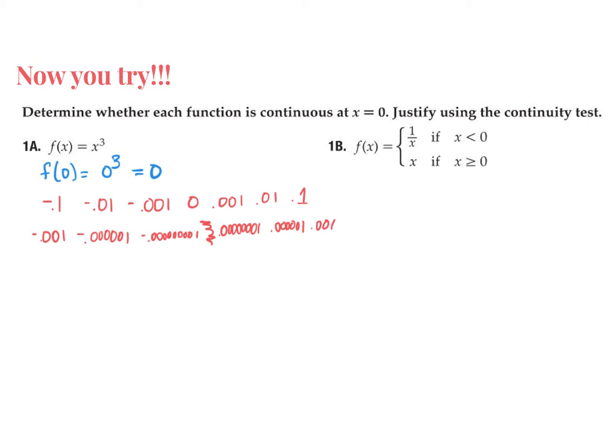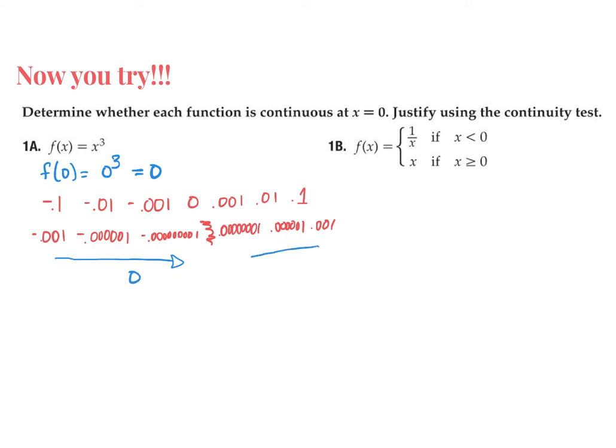So my f of 0 is going to actually equal 0. And then for my table, I am actually getting very itty-bitty numbers. So as I am going towards the left and as I'm going towards the right, I'm getting closer and closer to 0.